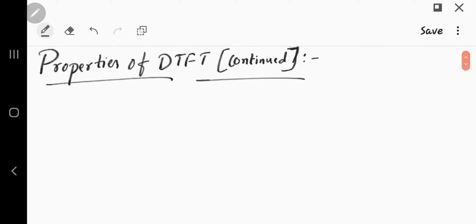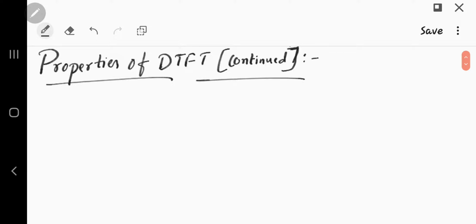Hello students, in the previous video we discussed the discrete time Fourier transform, that is the Fourier representation of a non-periodic signal. The discrete time Fourier transform deals only with discrete time signals, and we listed its properties and solved some of them as well. Now in this video we'll solve the remaining properties of the discrete time Fourier transform, and we'll take some examples on this.